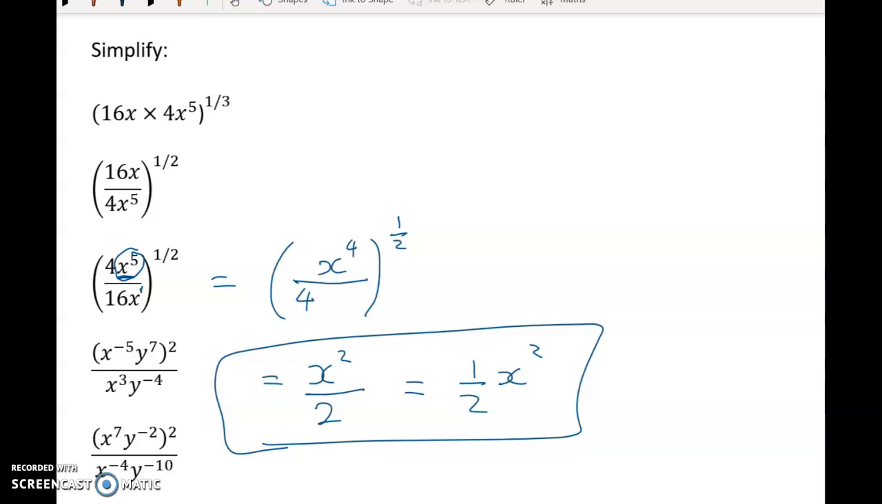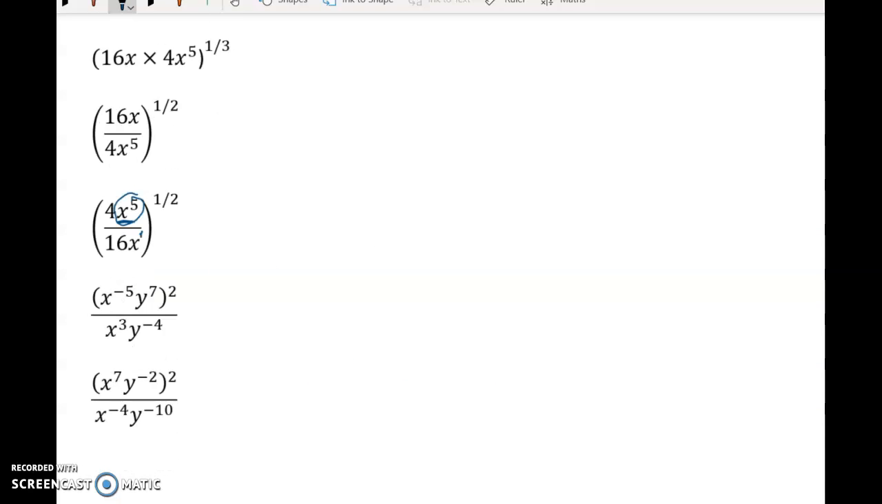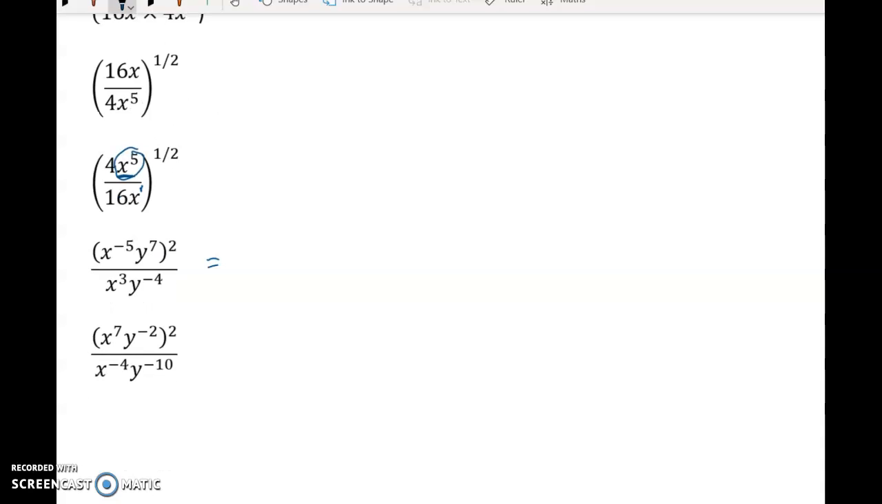Now in the next 2 examples, I've chucked in some negative powers, but I've taken out the coefficients so that it's not too bad. So in this question here, we're going to work with the top line first. So we'll have x to the power of -10 times y to the power of 14 over x cubed y to the -4. Now negative power means 1 over the positive power.